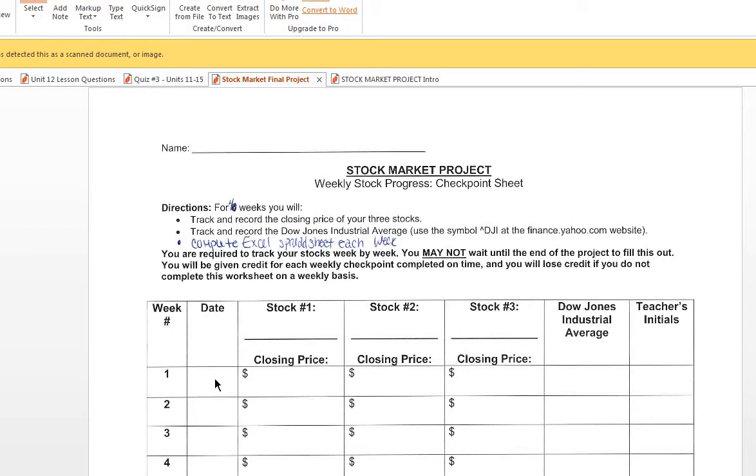So I can go back and confirm what the stock price was on that date, so that I don't have individuals just writing random things on random dates. This is something that allows me to verify it.